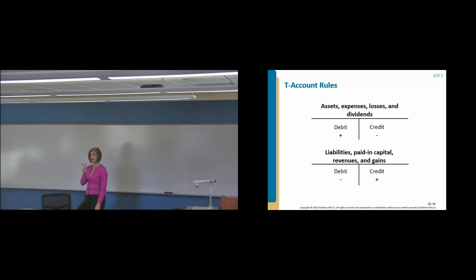If you really want to summarize these rules into 2 T accounts, right? The one on the top: assets, expenses. Now we haven't really talked about losses yet, but a loss is just like an expense. Losses and dividends all have a normal balance of a debit. When I say normal balance, what do I mean?